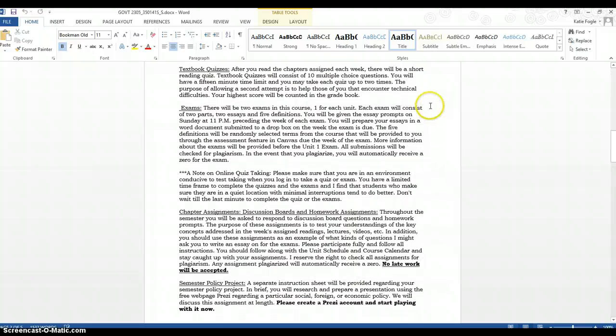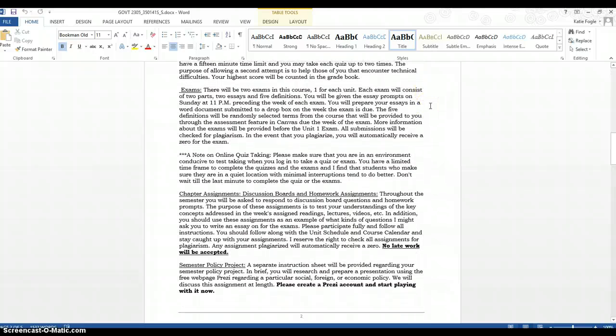We will have 2 exams, 1 for each unit. The final is not cumulative. In these exams, there'll be 2 essays and 5 definitions. You will have the information about what you'll be tested on ahead of time, and you will have about 5 days to prepare your essays and submit your definitions. That will be all that we do during exam weeks.